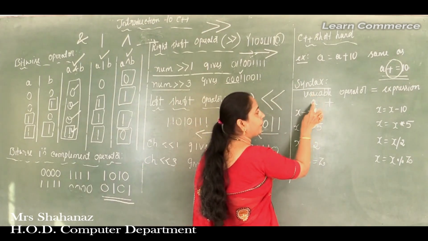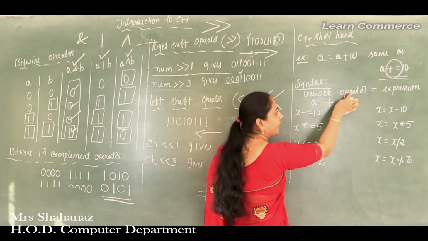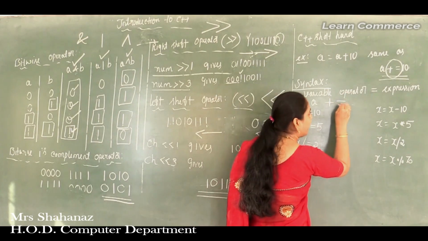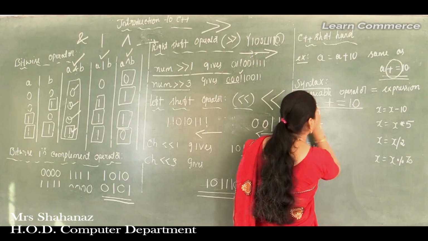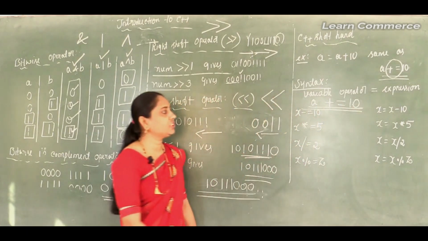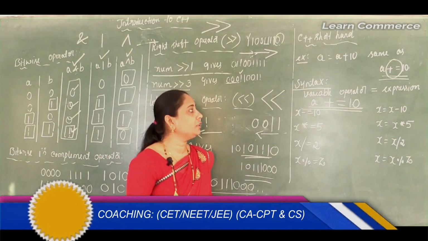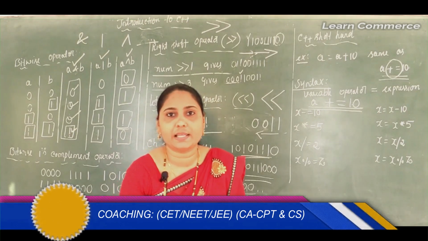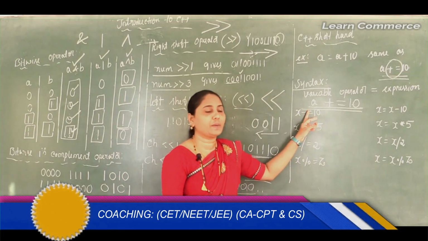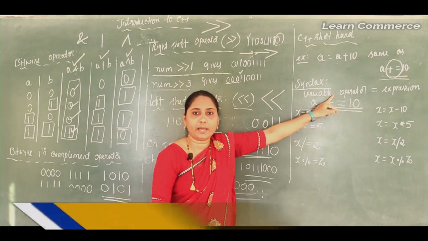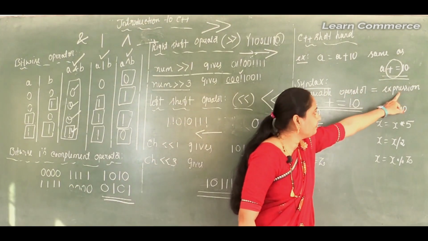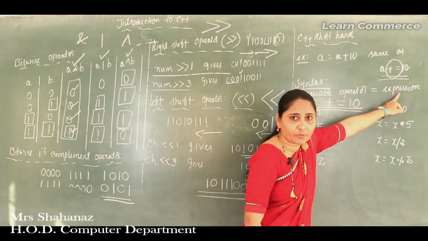The variable name I want to use is a, the operator is the plus, the equal sign as it is with no changes, and the expression value is 10. So by using the general form we can write the general form as well as the example of the C++ shorthand: variable operator = expression. Clear this one?